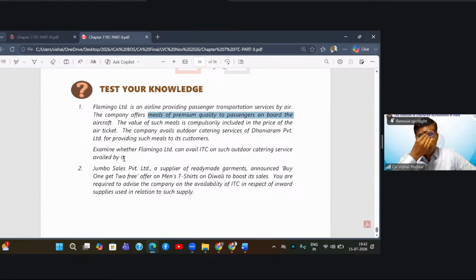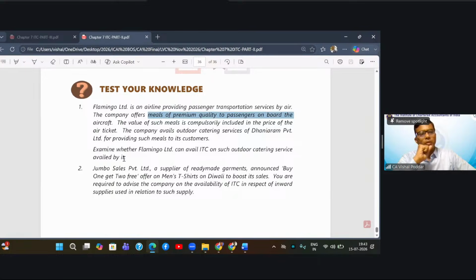Now first you have to check section 16. What is the basic eligibility requirement? One, you should be registered. Flamingo is registered. Second, the input should be used for the business in the course or furtherance. Flamingo has done the same. These meals are not for any personal consumption. It is to be given to the passengers. Now you cross these stages. Remaining conditions of section 16, there is invoice, it is uploaded by the supplier, it is reflected in your GSTR-2A, taxes paid, nothing is mentioned. So we presume all the other conditions of 16 are satisfied.